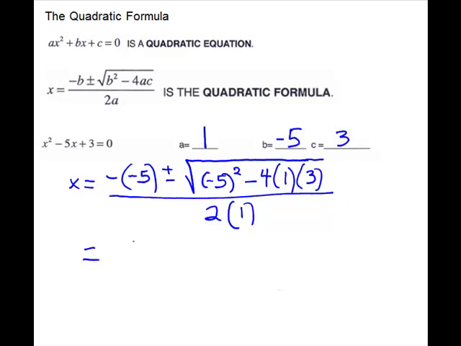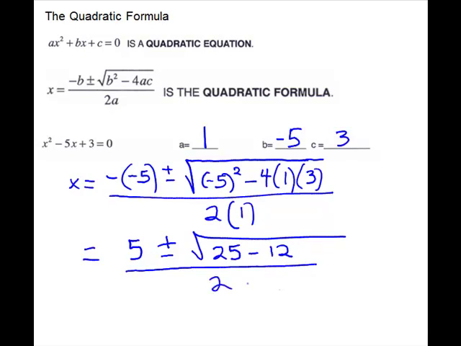Opposite of negative 5 will give us positive 5 plus or minus. Negative 5 squared will give us 25. 4 times 1 is 4, times 3 is 12, so 25 minus 12. 2 times 1 is 2. So we'll finish under the square root. It's going to give us the square root of 13. So we have 5 plus or minus the square root of 13 over 2 for our solutions.